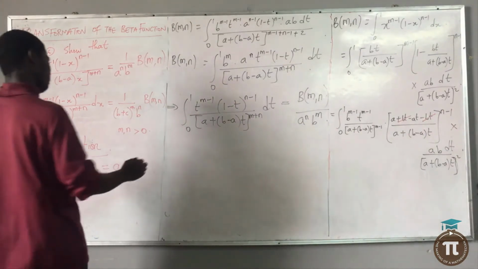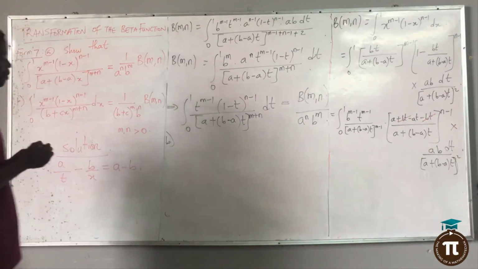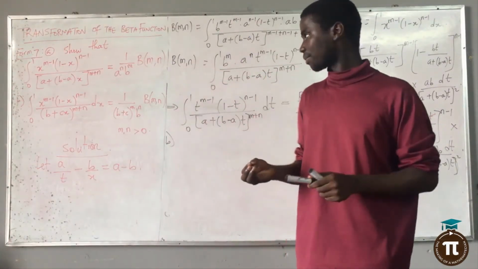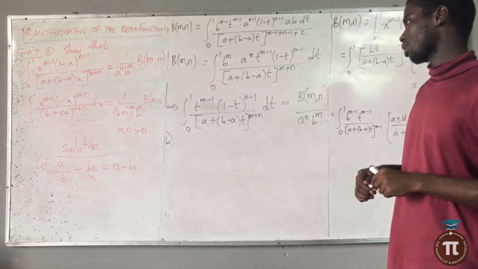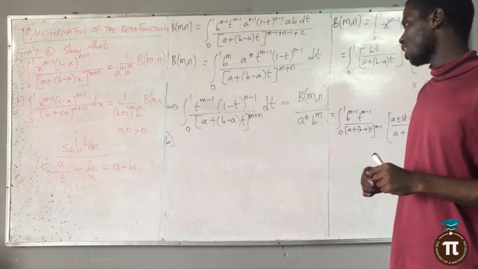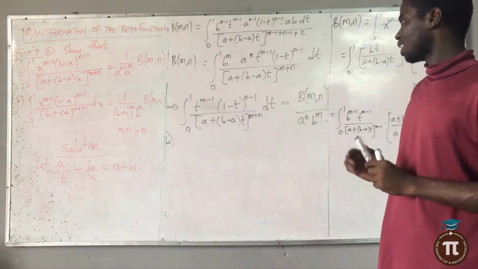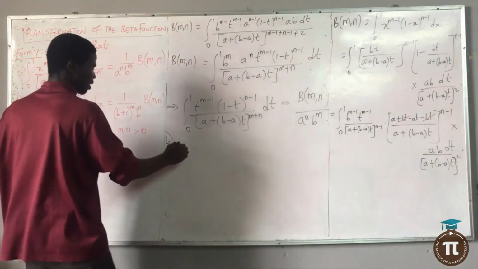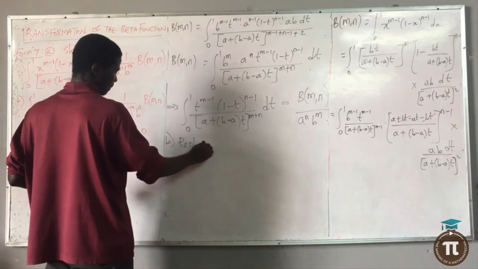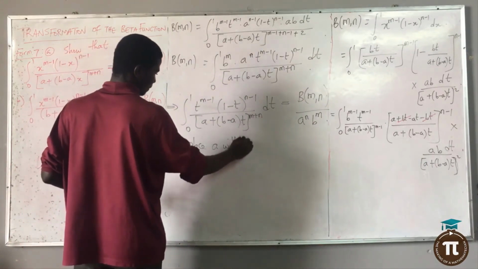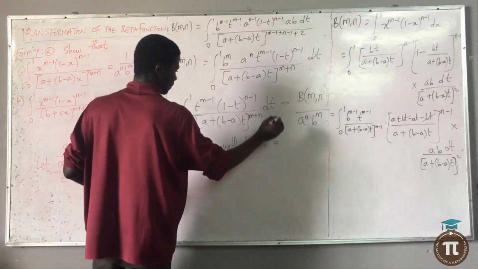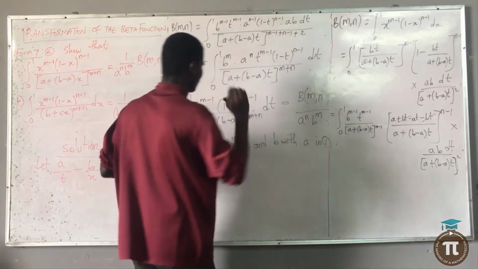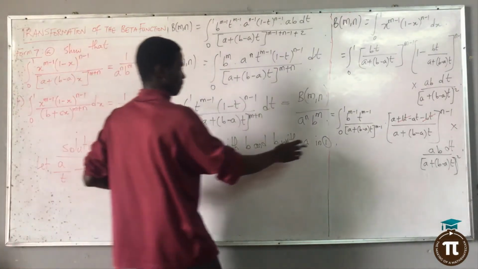So to get b, the first thing you are going to do here is that you will replace a with b and b with a. That is the first thing to do. Replace a with b and b with a in a, rather.